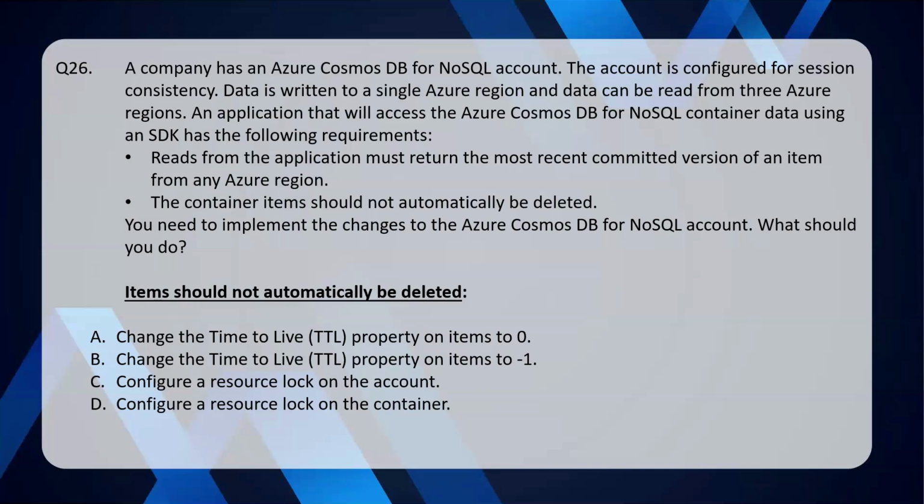Now, time to live is used in Cosmos DB to automatically delete items after a specified time, and to prevent auto deletion, you must set TTL to -1. Setting TTL to 0 seconds means items are deleted immediately after insert, and configuring a resource lock on account or container prevents accidental deletion of the entire resource, not data within the container.